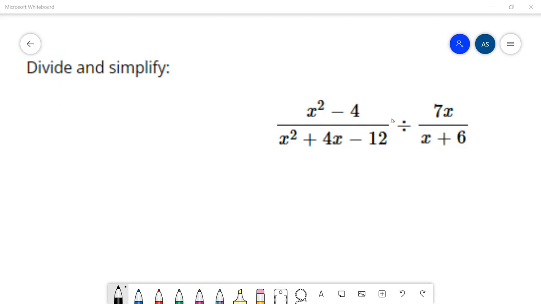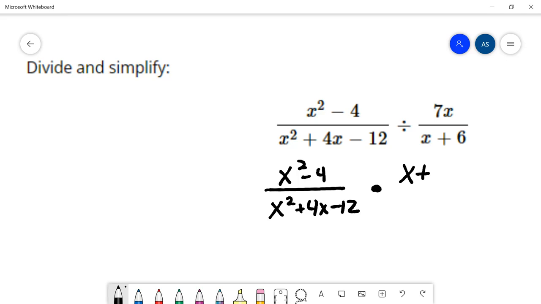So we are dividing two rational expressions, or dividing fractions. When we divide fractions, we multiply by the reciprocal. So we're going to rewrite this as multiplication: x squared minus 4 over x squared plus 4x minus 12. If you have trouble remembering what to do, there's a phrase you can use: keep, change, flip. So you're going to keep the first fraction, change the division to multiplication, and flip the second fraction. So we're doing the reciprocal to get x plus 6 over 7x.